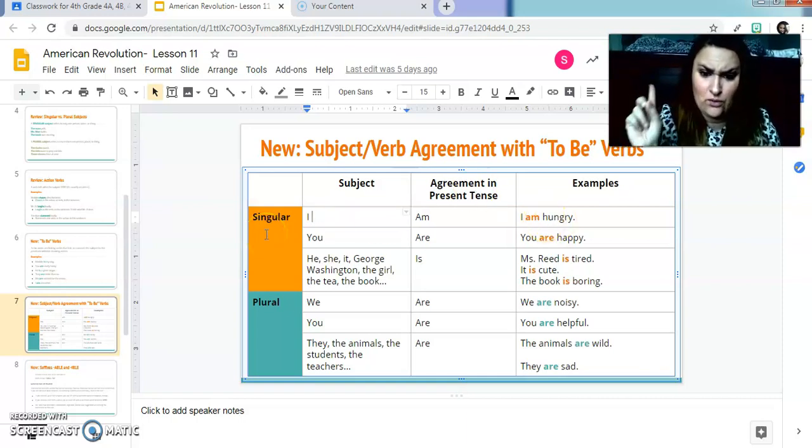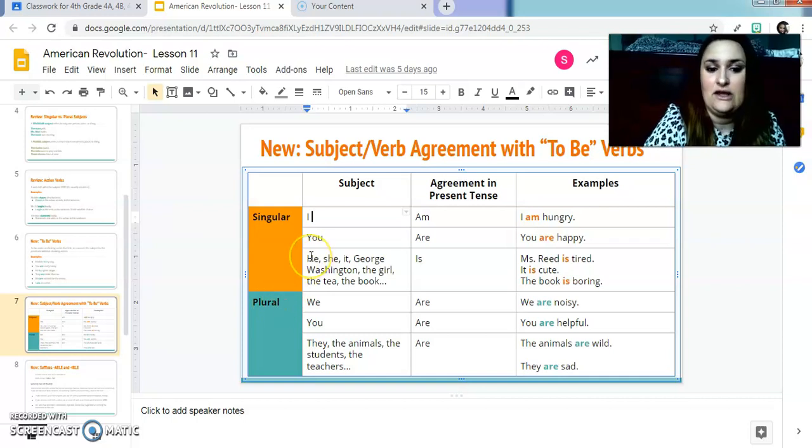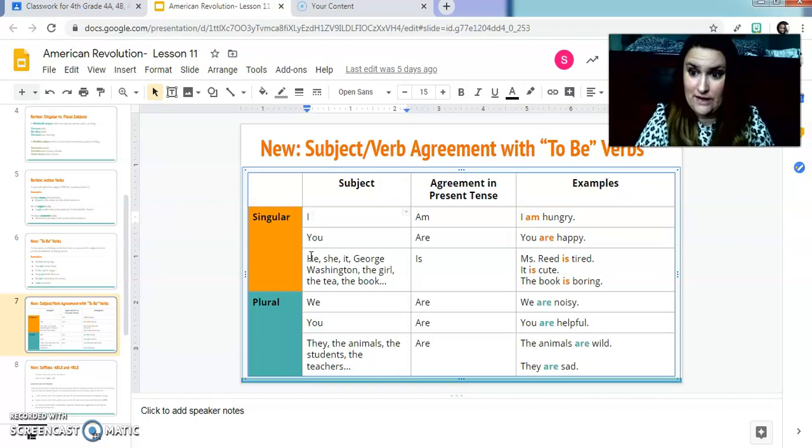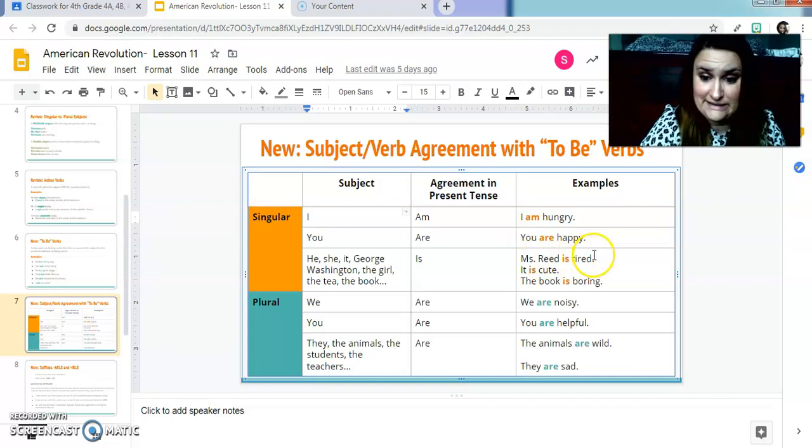Singular, if you're just talking to one person, singular, it doesn't matter because it's plural too. You are happy. You don't say you is happy, right? Or you am happy. You are happy. And for any singular subject like he, she, it, George Washington, one person, place, or thing that you're talking about, except for I and you, I and you are the exceptions, remember, you're going to use is. So for example, Miss Reed is tired. It is cute. The book is boring.